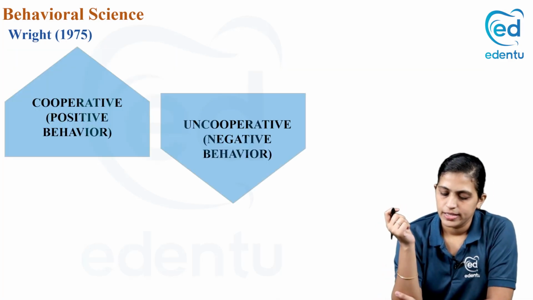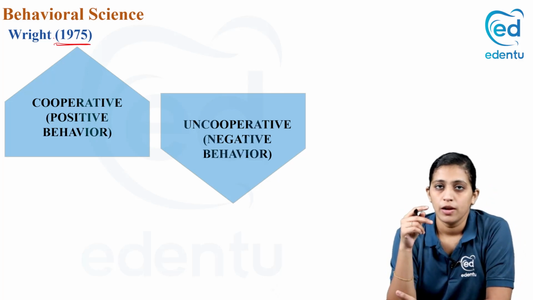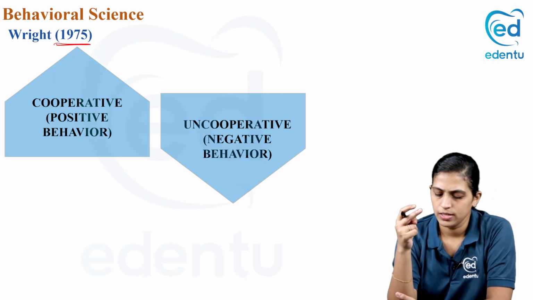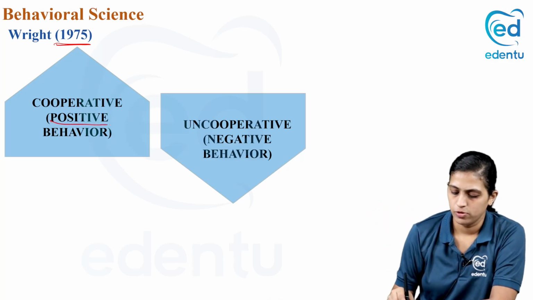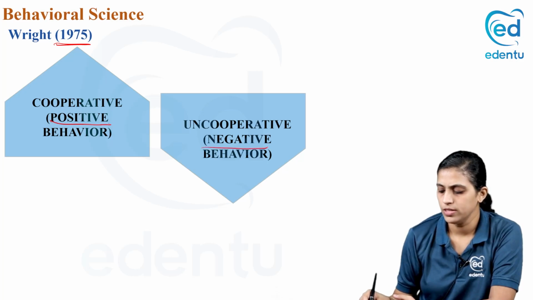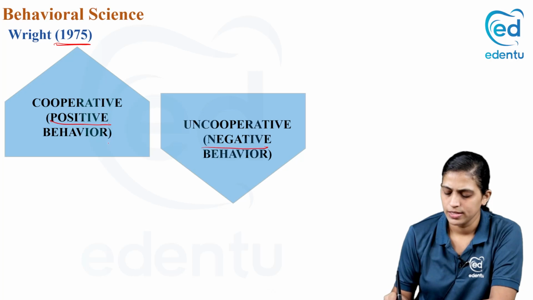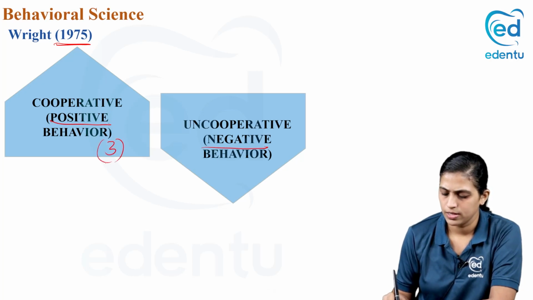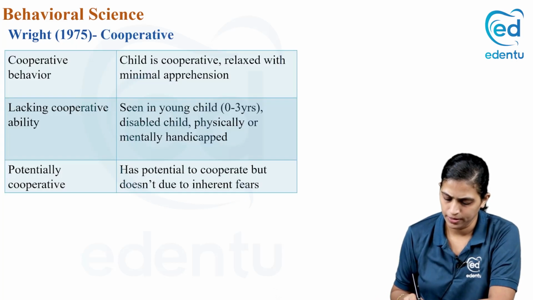Now into Wright's classification, which was proposed in 1975. There are only two main classifications, that is cooperative or uncooperative. So cooperative is obviously the positive behavior and uncooperative is the negative type of behavior. Now cooperative has three subclasses under it and uncooperative has six subclasses under it.